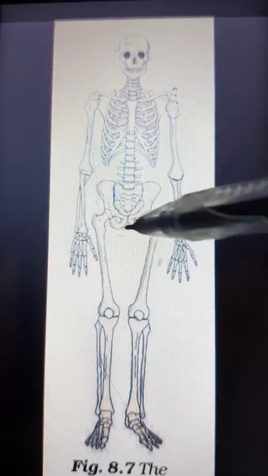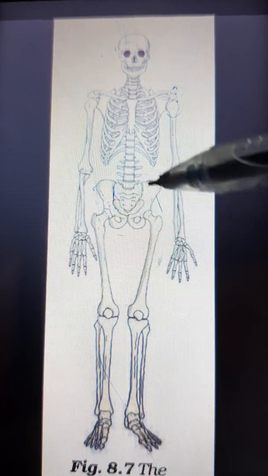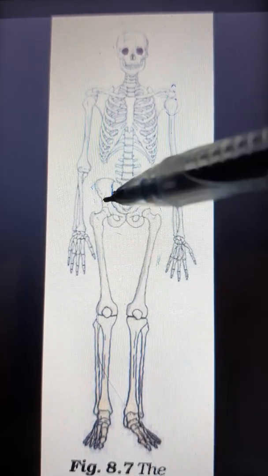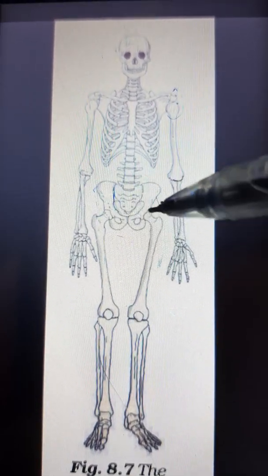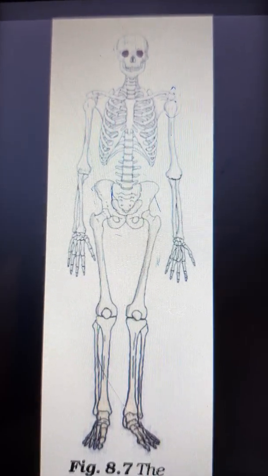So this part makes us sit, isn't it? Yes, this one part makes us sit. So we call the bones here the pelvic bones. So pelvic bones are present here. These are below our stomach, okay.